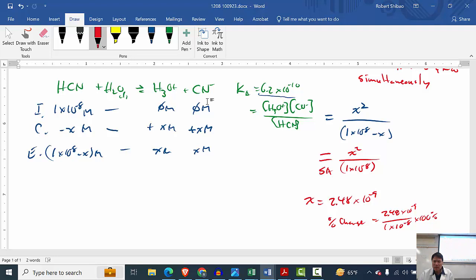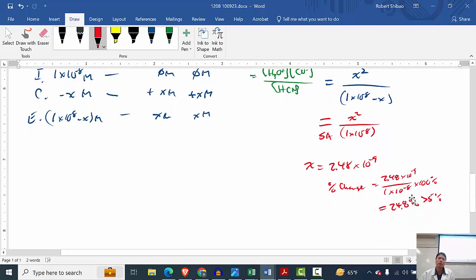So this is going to be 10 to the minus 1 times 10 squared, would be 10 to the first. So this is going to be 24.8%. That's greater than 5%, and so the assay is not valid. So the assay is not valid, so we'll have to use the quadratic then.